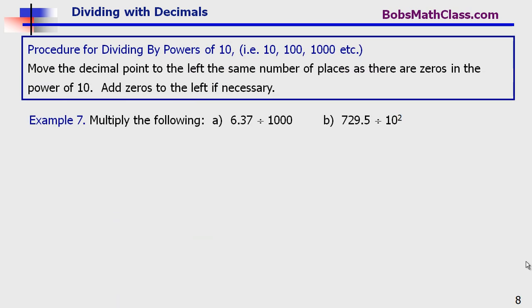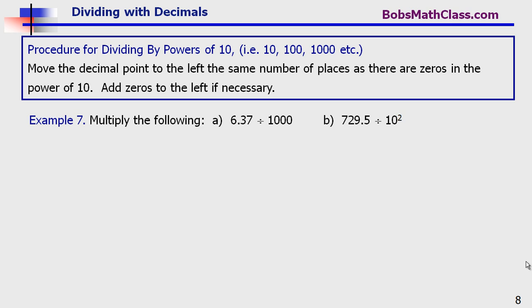Dividing by powers of 10. Powers of 10 are numbers like 10, or 100, or 1,000. When we talk about power, we're talking about exponents. 10 to the first power is 10. 10 to the second power is 100. 10 to the third power is 1,000. 10 to the third means 10 times 10 times 10, which is 1,000.